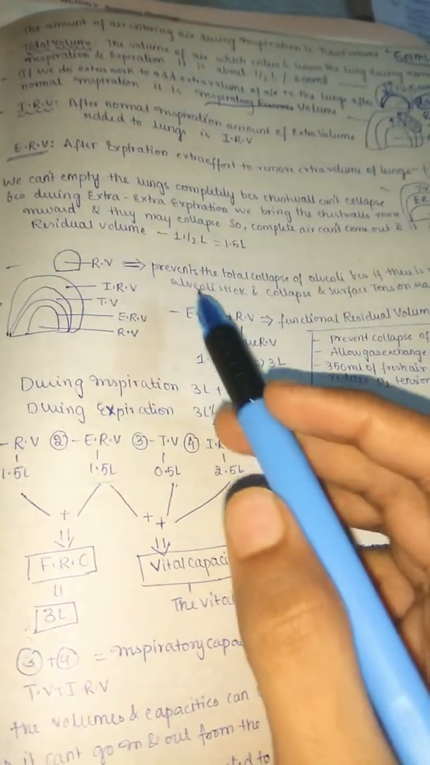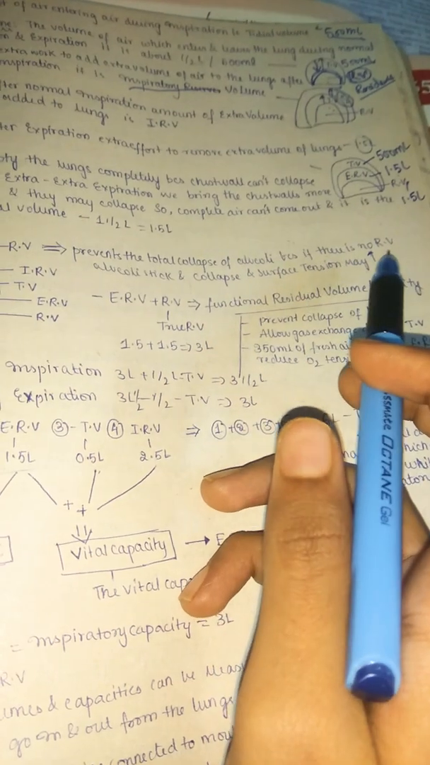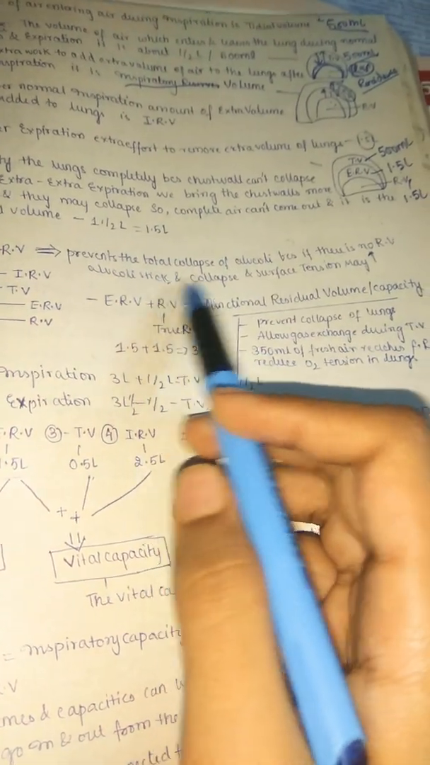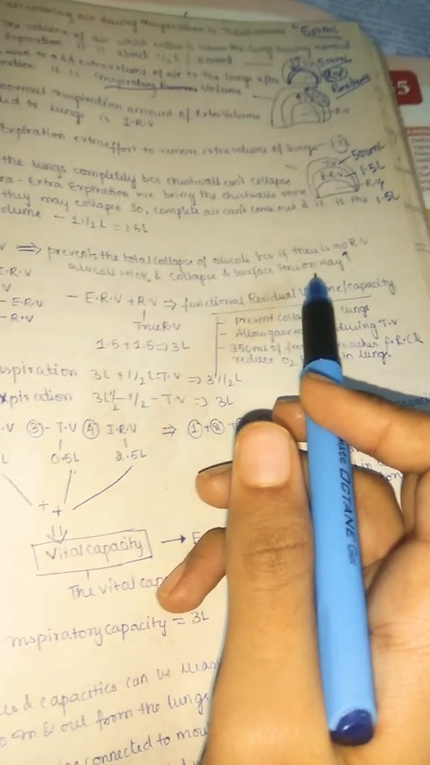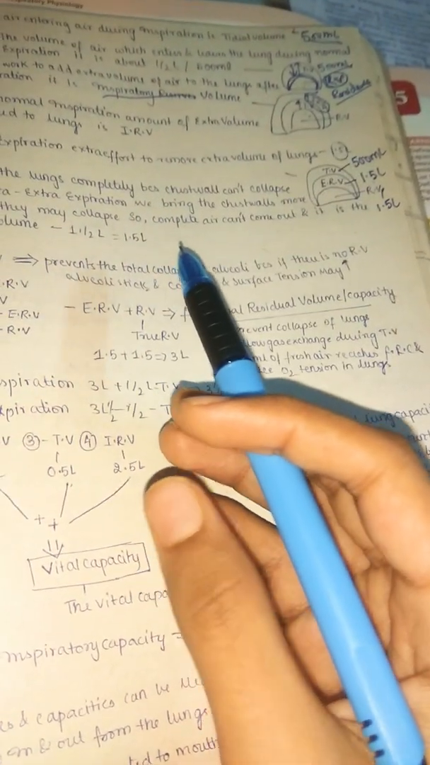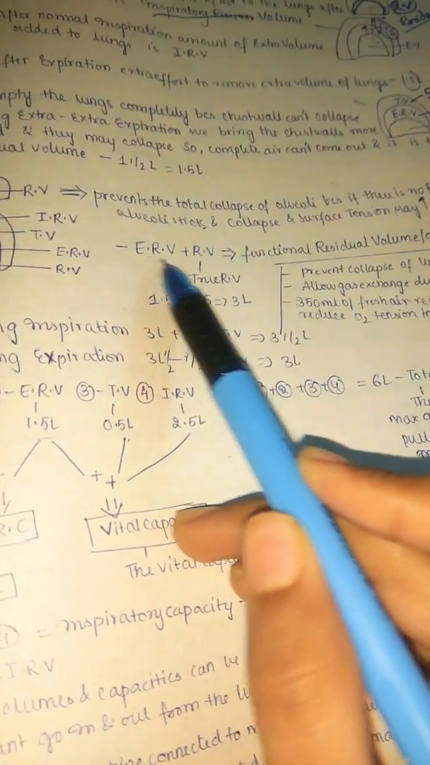So next let us see. This residual volume prevents the total collapse of alveoli, because if there is no residual volume, alveoli may stick and collapse, and the surface tension may also increase. You know, increased surface tension means a lot of problems. Alveoli may collapse. We already discussed before that surfactant is used to decrease the surface tension, right? So you can see here the expiratory reserve volume.